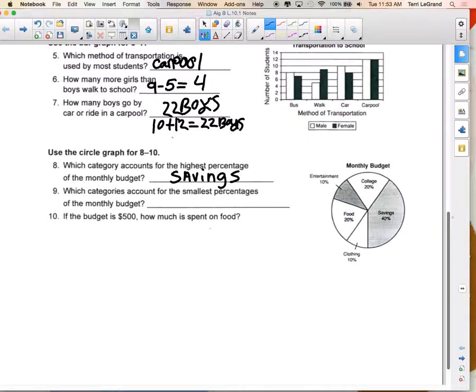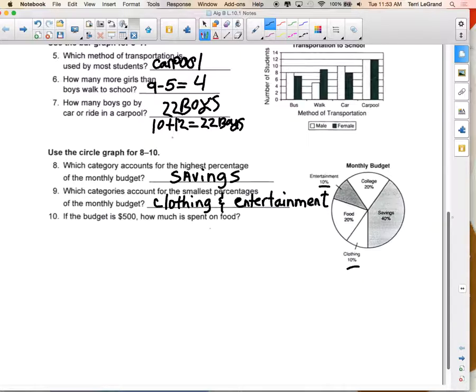Okay. 9. Which categories account for the smallest percentages of the monthly budget? Yeah, it's a tie between clothing and entertainment. So clothing and entertainment get the least amount of money budgeted for them. That might not work in my household.